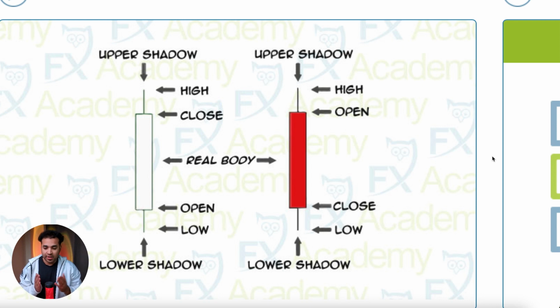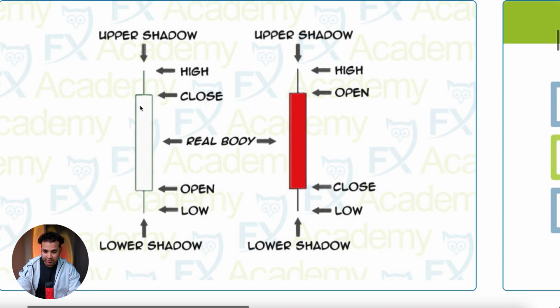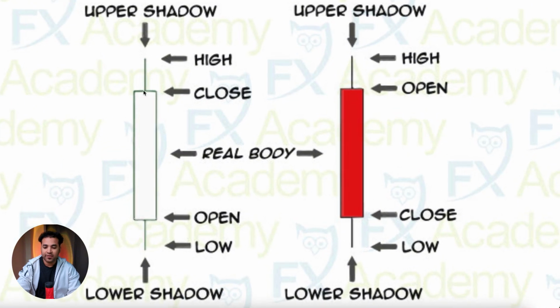Alright, right now I am on my computer screen and I have just opened up FX Academy where they're explaining a little bit about the candlestick. So we're going to go into this one very quickly. This is a candle, and on the candle anatomy, you do have an upper shadow, as you may see right up here. You may see the high, close, real body, open, low, and the lower shadow.